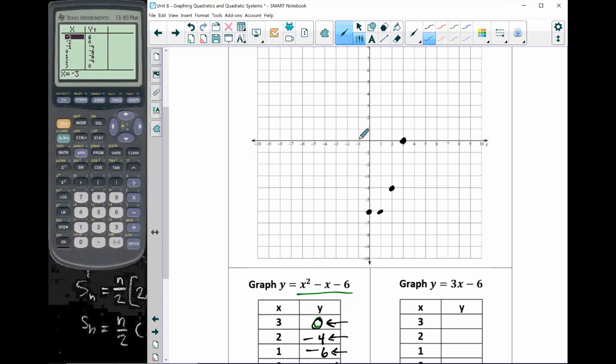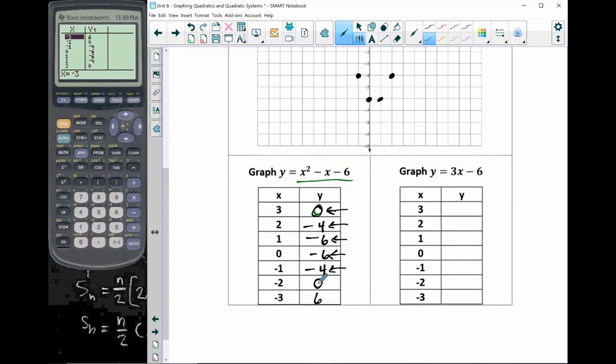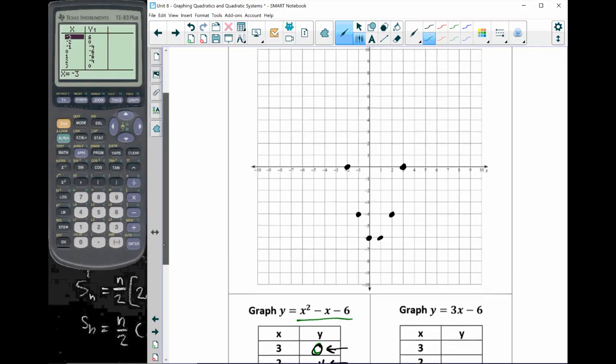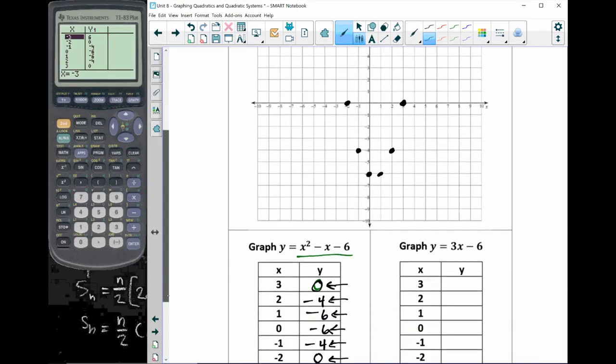So I'm going to go to the negative 1 and down to negative 4. My next point is negative 2, 0. So I'm going to go to the negative 2 and stay on the x-axis because my y is 0. And here you can start to see the U-shape.